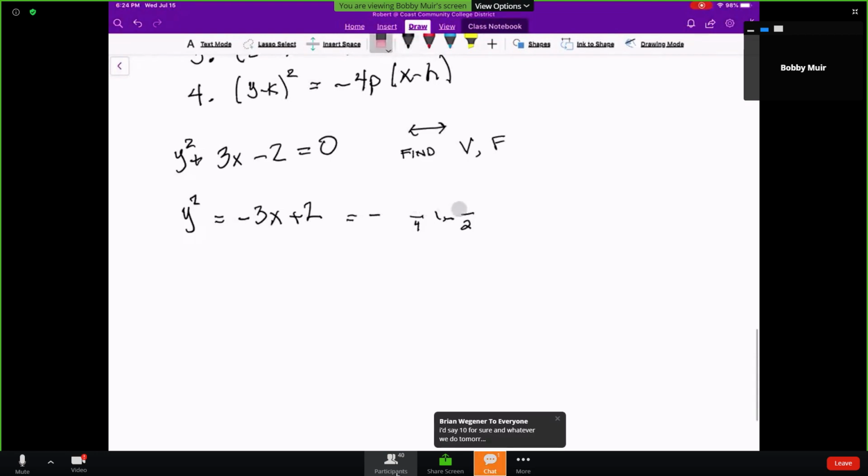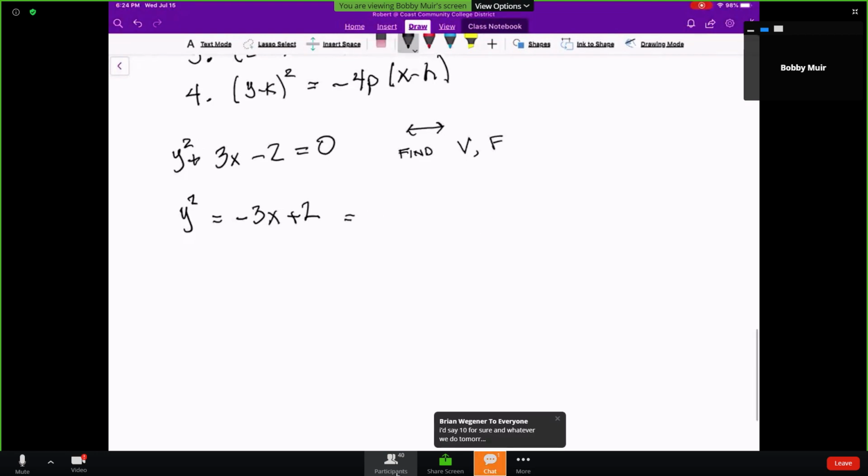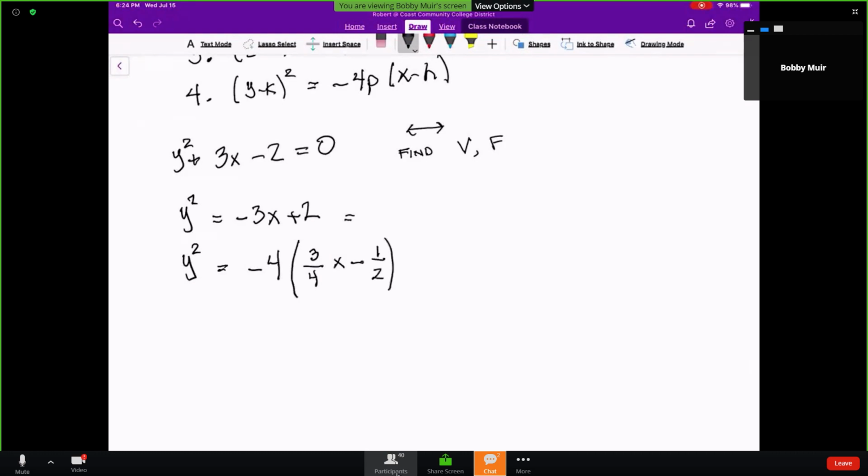This is one we want to make sure we get right. Okay, so the y squared, I'll factor the negative 4 out of the whole thing. So what I'm left with is going to be 3 over 4 x, and then minus 1/2. Okay, now this is the form that we're trying to get it in, that thing above.